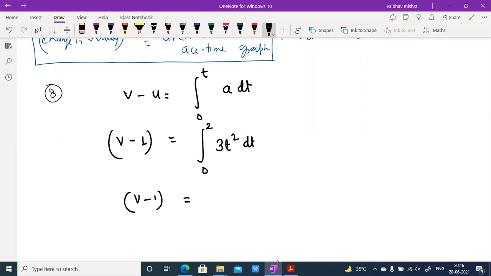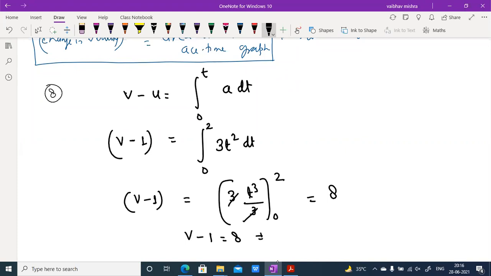Integrate this. The integration of t square is t cube by 3, limit from 0 to 2, the 3 is gone. It will become 8. V minus 1 is equal to 8. V is equal to 9 meter per second.